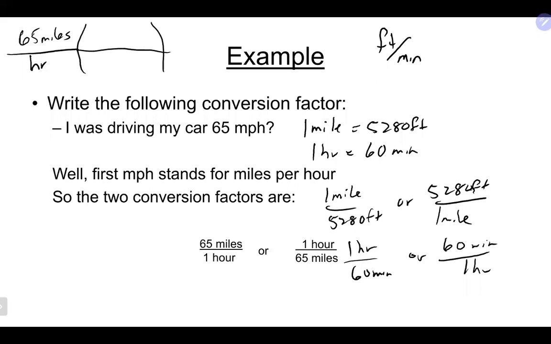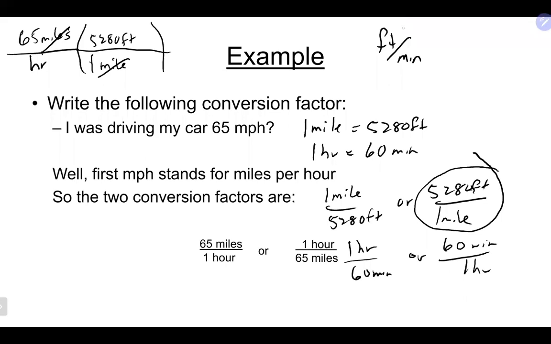Miles are up on top, so I want to get rid of it. We're going to go opposite and put miles on the bottom. So that would be 1 mile is 5,280 feet. If I stopped right at this point, the miles on top and the miles on the bottom would cancel. And the units I would be left with at this point are what units? Up on top would be feet per hour, right?